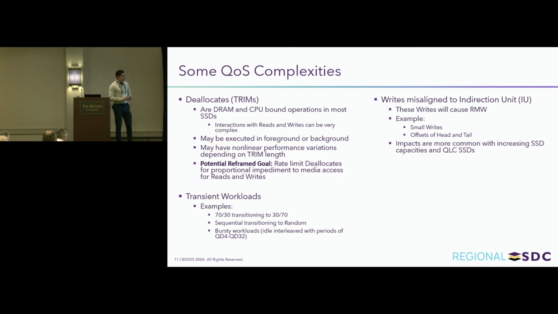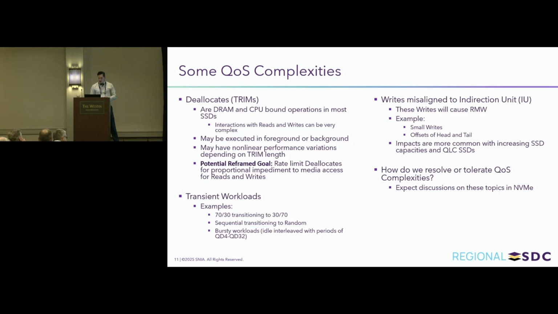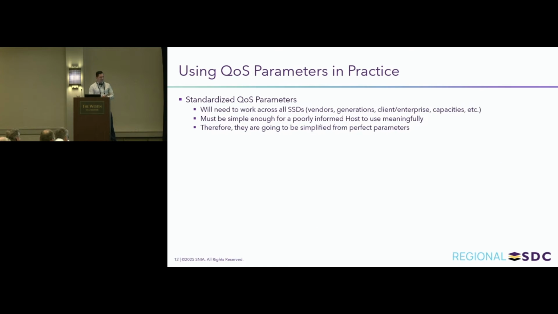And of course, we have writes that are misaligned to the indirection unit, causing a modify write. These are small writes, or maybe their head and tail is offset from the IU. We'll see those increasing commonly in QLC SSDs, large capacity SSDs. So how do we tolerate and resolve those? I'm expecting discussions on these in NVMe, and I'm looking forward to those. Feel free to join them if you have an opinion on where they land.